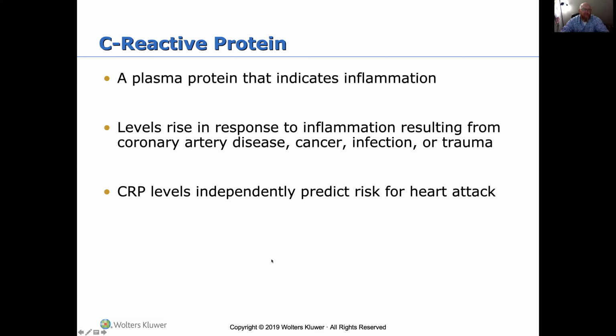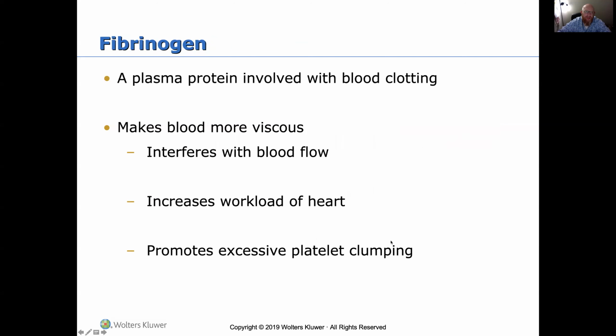C-reactive protein, that's a plasma protein that shows inflammation. Levels of this protein rise in response to inflammation resulting from coronary artery disease, cancer, infection, trauma. C-reactive protein levels basically independently predict the risk for heart attack. So you don't want your levels to be predicting heart attack, obviously. You want to lower this if it is a high number.